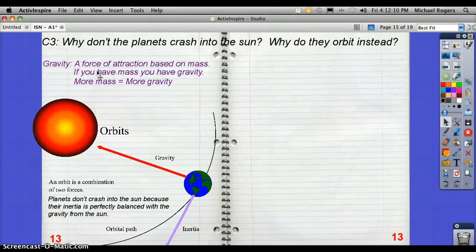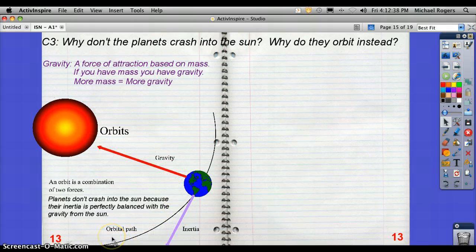And if you recall, this is where we took a lot of what Newton and Kepler both did and put them together to make sense. So we know gravity, for example, is a force of attraction based on mass. And if you have mass, you have gravity, and the more mass you have, the more gravity you have. So the sun has gravity, the Earth has less gravity, and so the sun should be pulling the Earth straight into it because of gravity. But there's something that's keeping the Earth in this orbital path instead. Instead of crashing into the sun, we're going over here instead.